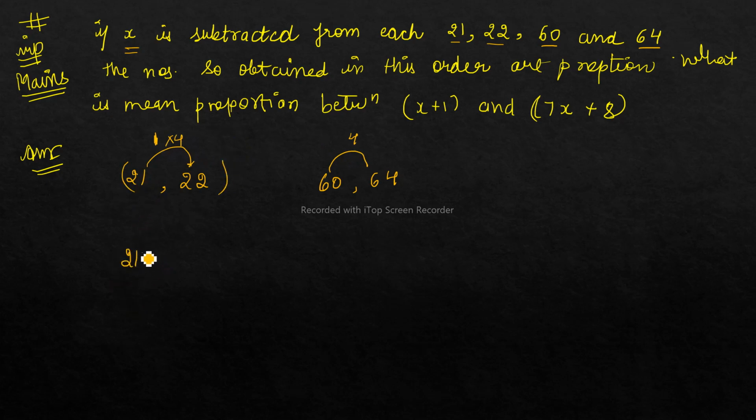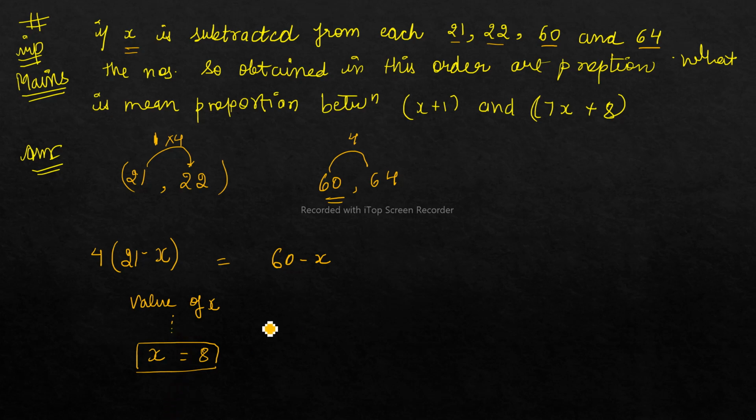If I subtract x from 21 and I have to multiply it by 4, then it would be equal to the 60 of this one. So it would be 60 minus x. From here I have to find the value of x. If I find the value of x, finally I'll be getting the value of x as 8. You guys can just do this finding yourself, you'll get 8.